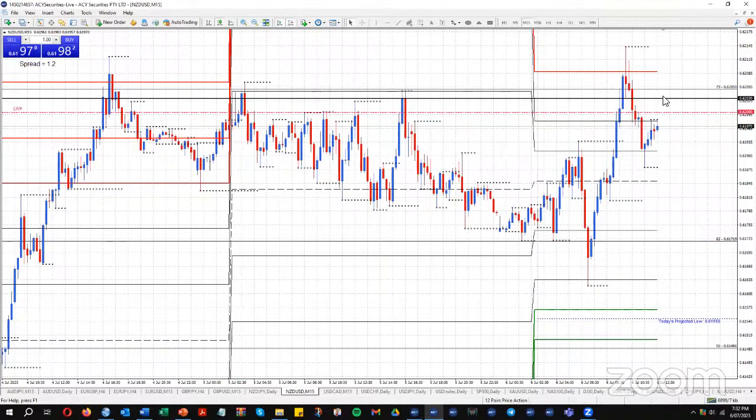So this is the area to watch still later in the day. Of that bigger range, the 79%, 6205, down to 6200 there. That's the clear area to watch.